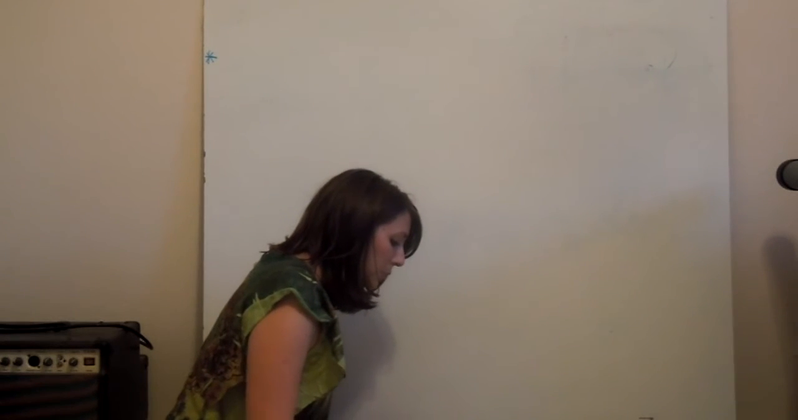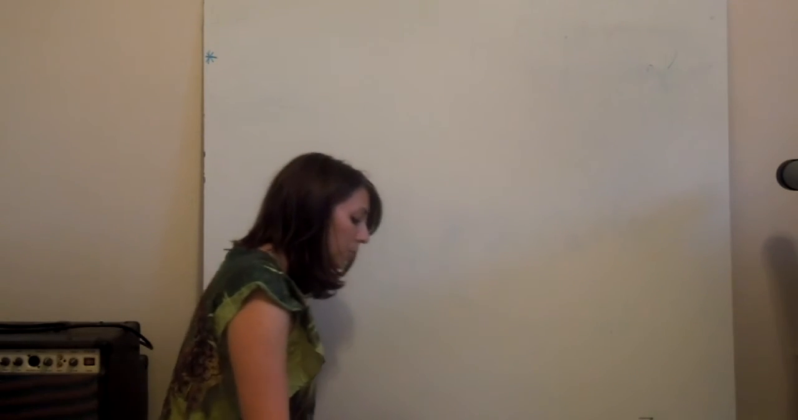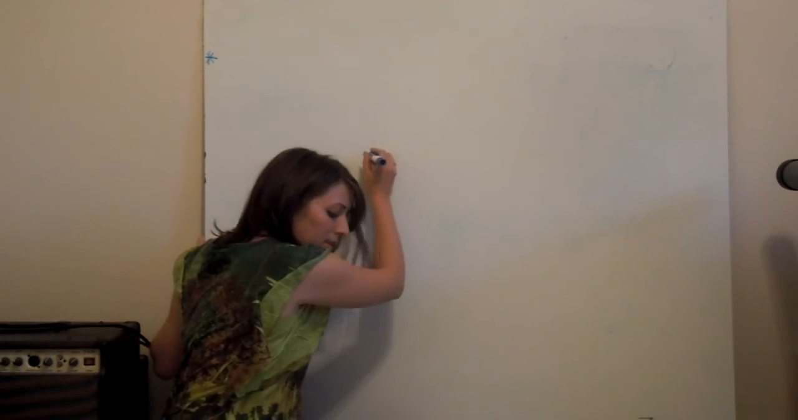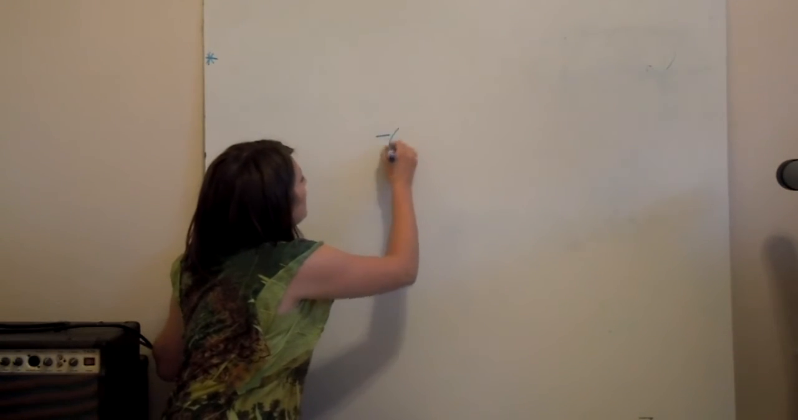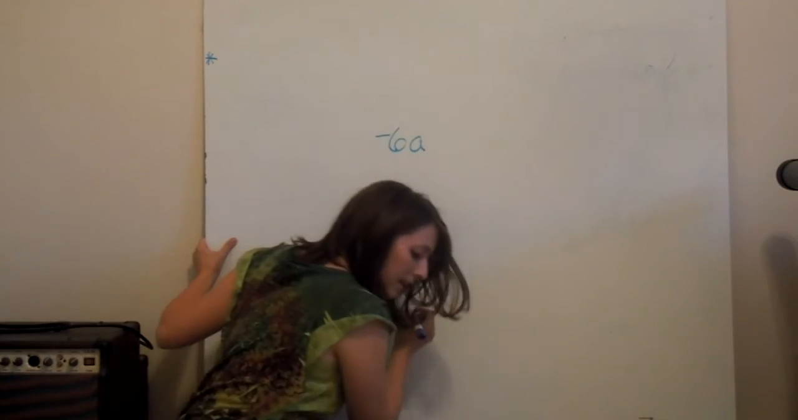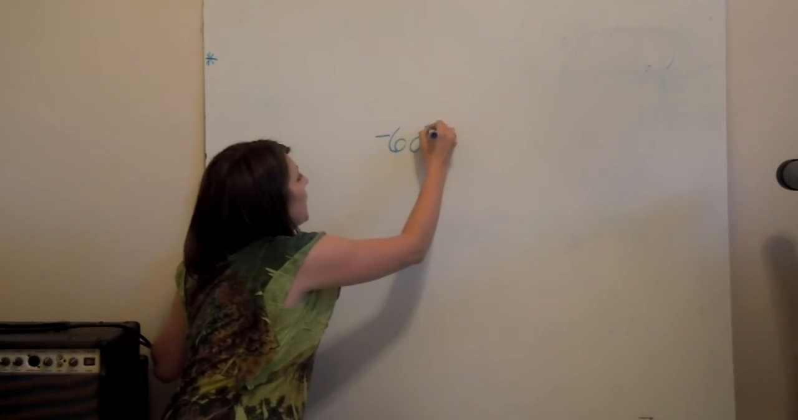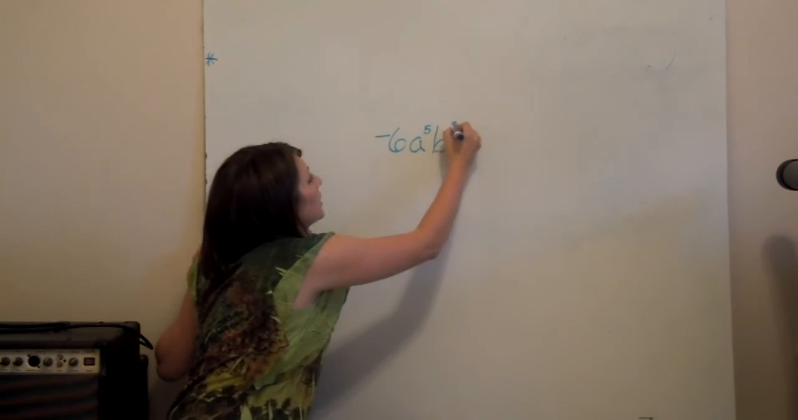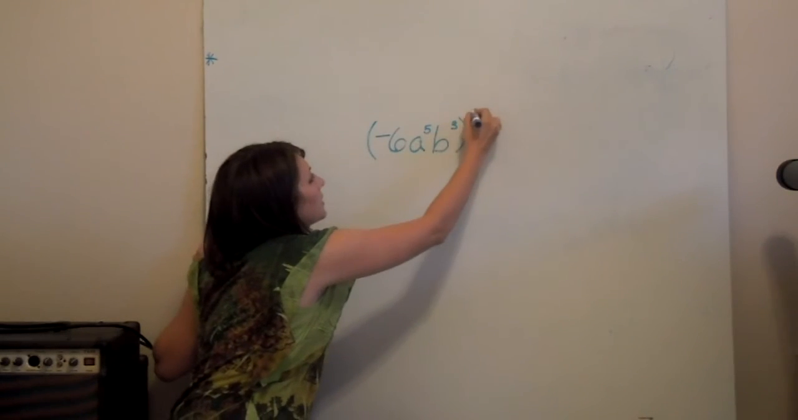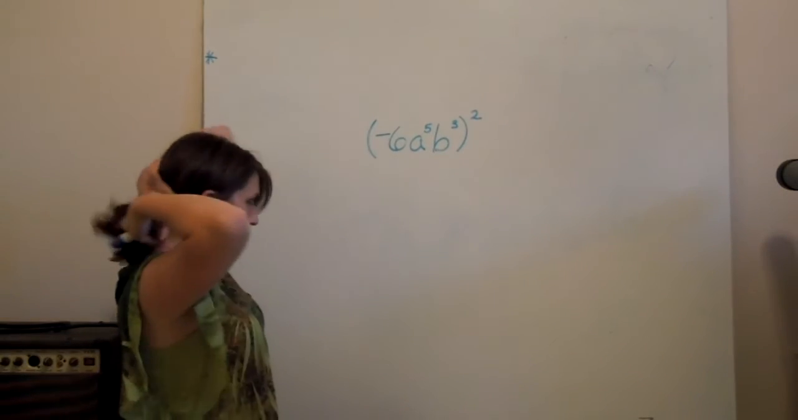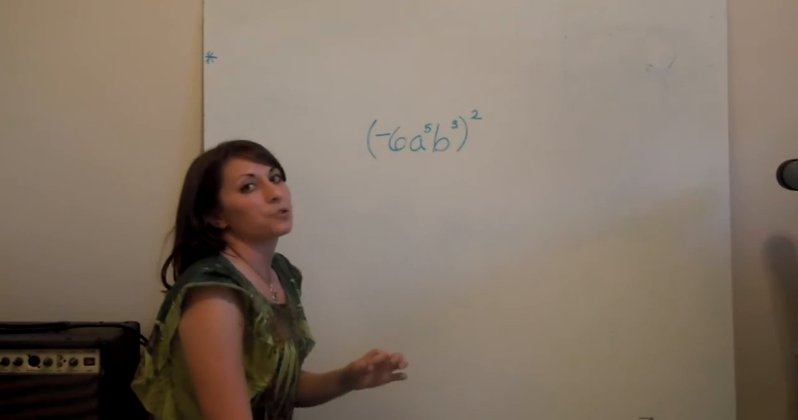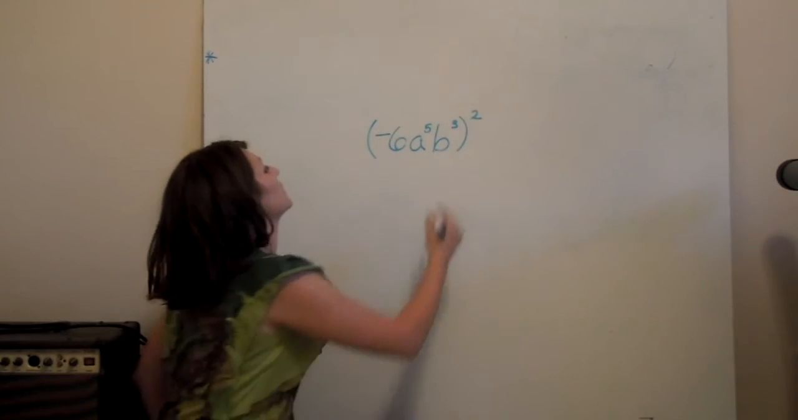All right, we're going to skip down to number 35, and I'm going to show the product-to-power rule. So this is negative 6a to the 5th power times b to the 3rd power, all raised to the 2nd power. So we have an exponent touching a parentheses. That means that exponent is distributed to everything inside the parentheses.